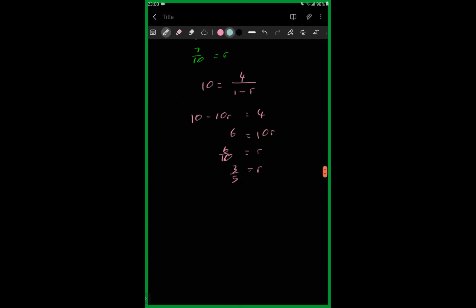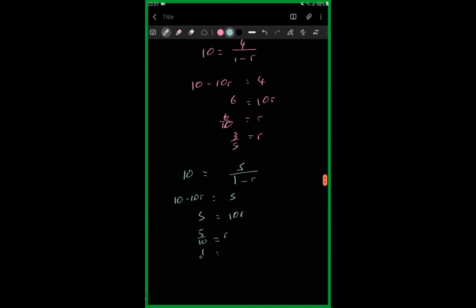And then if you try out 5, you're going to have 5 over 1 minus r. If you cross multiply, as we said, you're going to have 10 minus 10r, and then 5. This is going to be 10r, this goes over, 5 divided by 10 is a half. And that is definitely a valid option because to get a half, you could easily have had 3 over 6 as your combination. And then we have one more to test out.